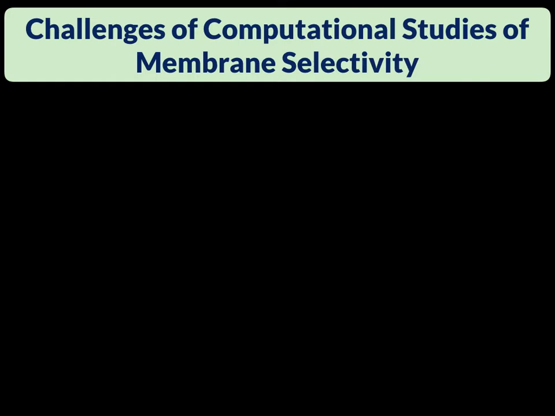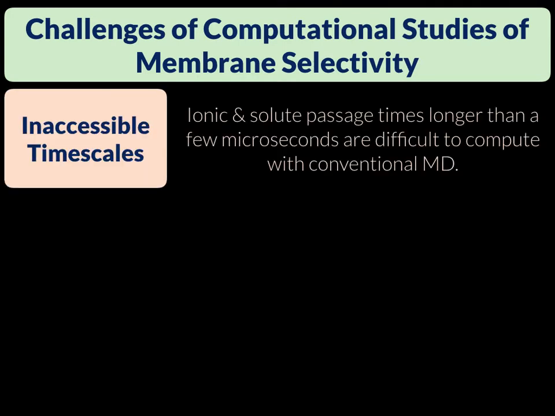You're sort of familiar with the first challenge, which is true for any rare event, and that is the issue of inaccessible timescales. If you have a selective membrane, the mean first passage times for ions or solutes passing through that membrane will be very long. And if that time exceeds a few microseconds, then determining it accurately will require tens to hundreds of microseconds of MD trajectories, which is towards the upper practical limit of what we can simulate these days for most systems.